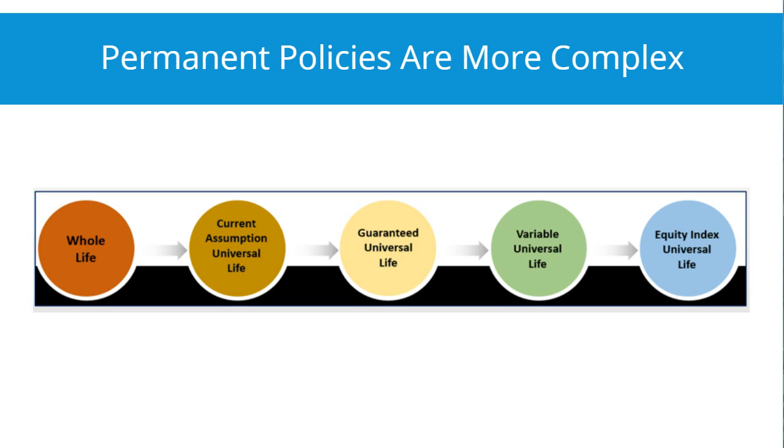That's not so with current assumption universal life. It's totally transparent. You can see where every dollar goes. Unlike whole life, it has flexible premiums, so you can pay as much or as little as you want. But the policy has few guarantees, and as interest rates dropped, many policies lapsed. The industry came up with guaranteed universal life because of those policy lapses. And that took interest rate risk out of policy purchase.